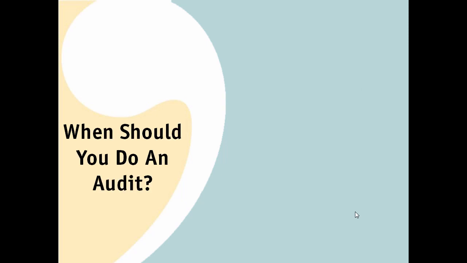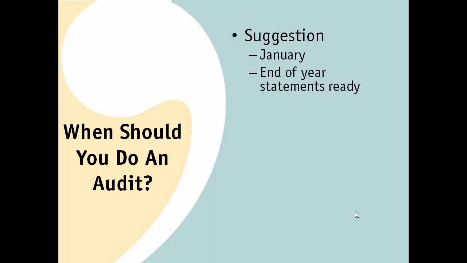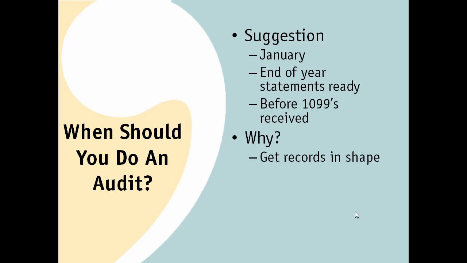When should you do an audit? Our suggestion is to do it in January, after end-of-year statements are ready from your financial institutions and before your 1099s are received and your taxes are prepared. Why do it then? Because the most important and time-consuming step in completing your taxes is making sure that your records are correct. If you do your audit while waiting to do your taxes, filling in the tax forms will be very quick when the tax program becomes available.